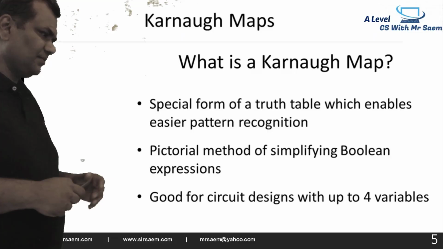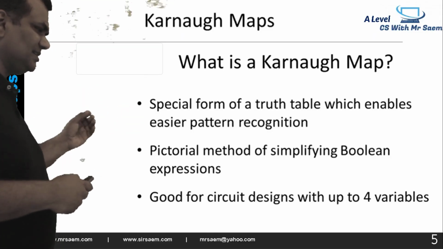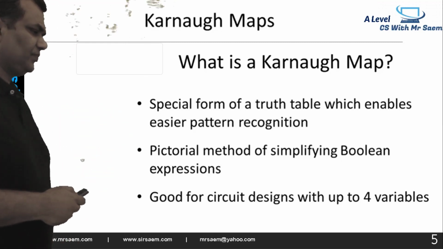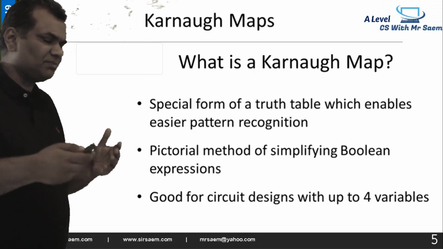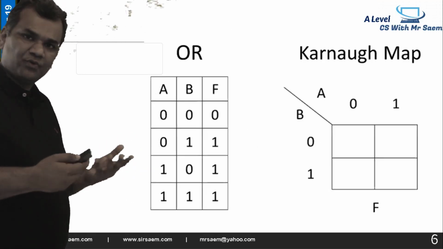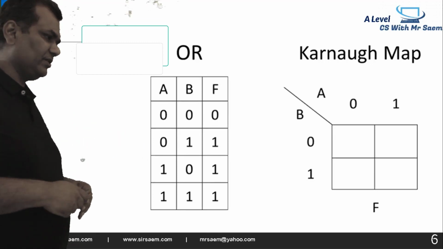It's a special form of truth table which enables easier pattern recognition. It's a pictorial method of simplifying Boolean expressions, and it can be made up to 4 variables, or you can also make 6, but it's a lot better for 4 variables.